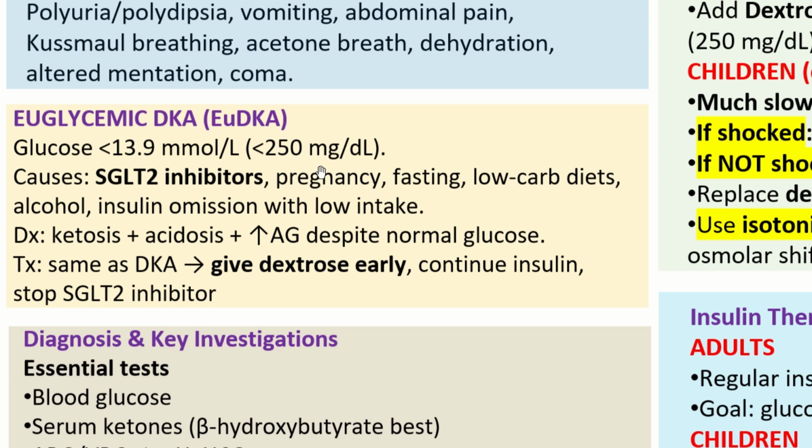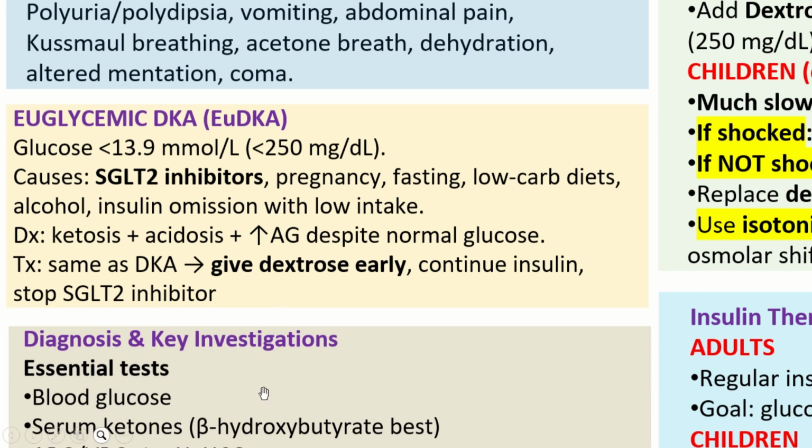So the diagnosis is when we have ketosis, acidosis, plus an anion gap. So when you have ketosis, acidosis, and an anion gap, despite normal glucose, you want to think about euglycemic DKA. And the treatment is going to be the same as DKA, but as we shall see, for this case, you want to give dextrose early. And you want to continue insulin as well as stop the SGLT2 inhibitors.